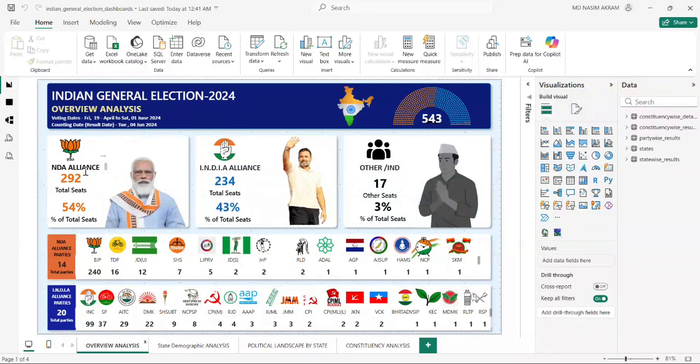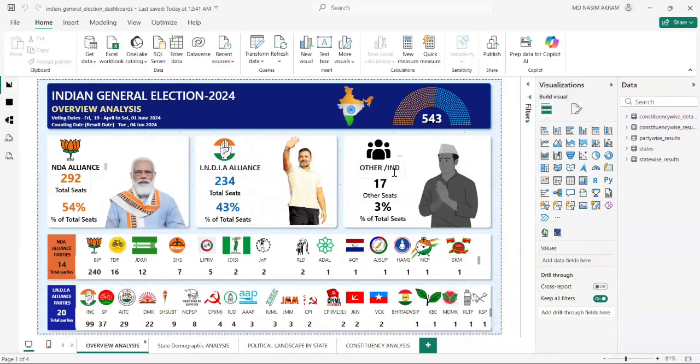So you would see here on the left side that the BJP is forming the government by securing 292 seats, while if we talk about the Congress party, it has managed to get 234 seats. And since it's not enough to form the government at the center, Mr. Gandhi is in the opposition, and he is LOP right now.